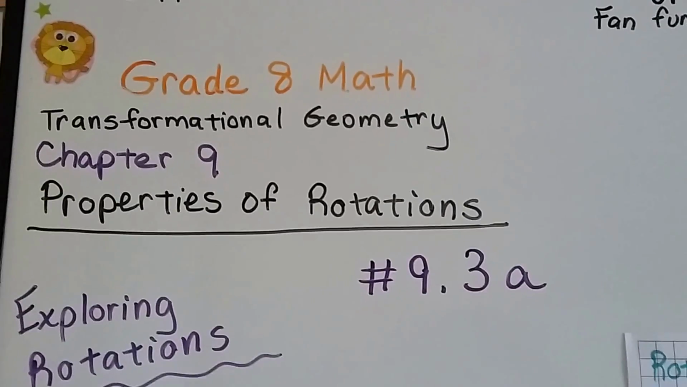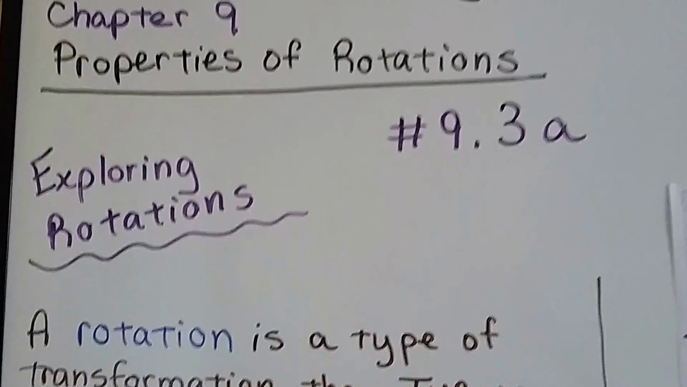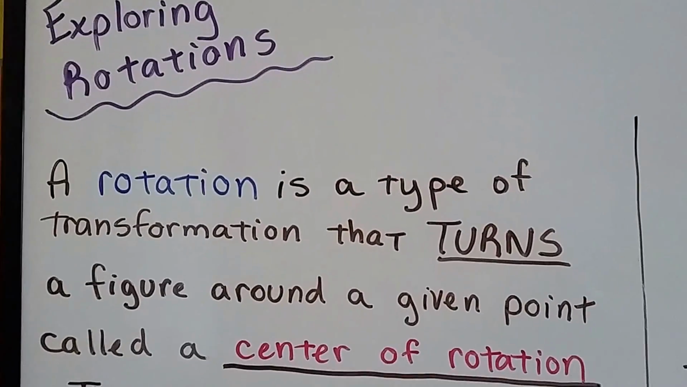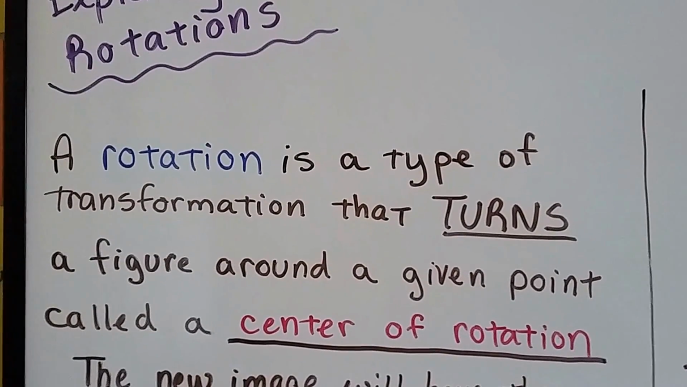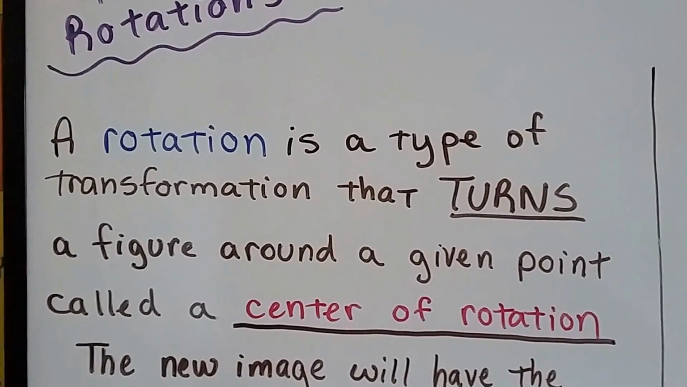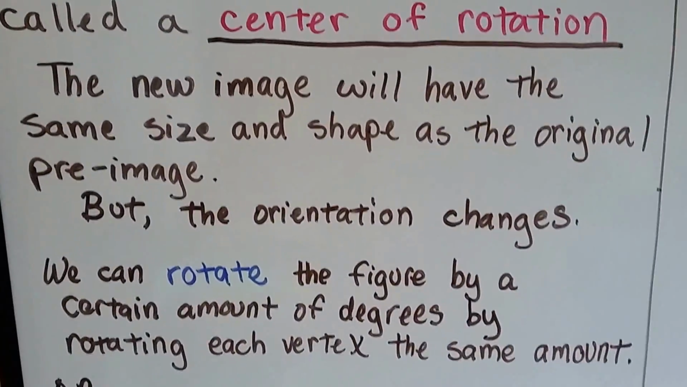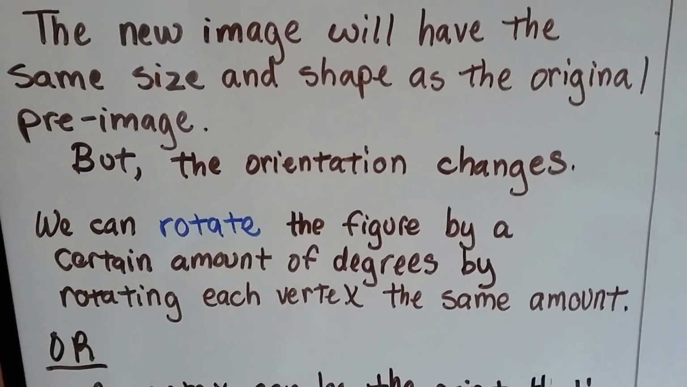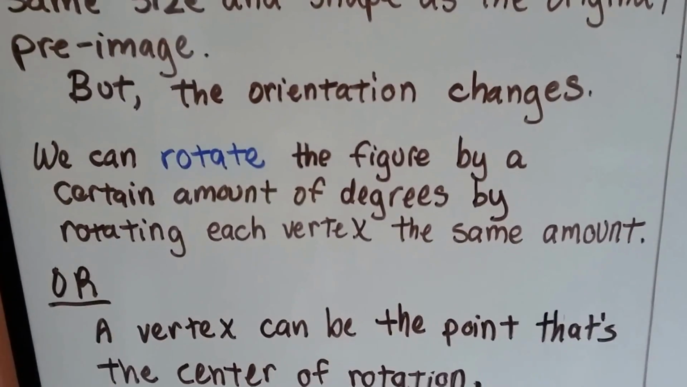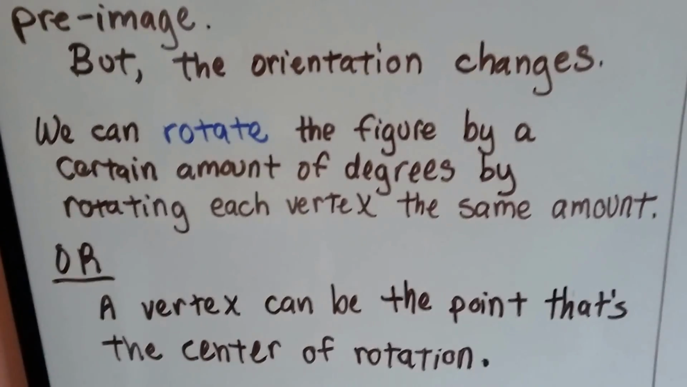Grade 8 Math, number 9.3a, Exploring Rotations. A rotation is a type of transformation that turns a figure around a given point called a center of rotation. The new image will have the same size and shape as the original pre-image, but the orientation changes. The way it's sitting changes.